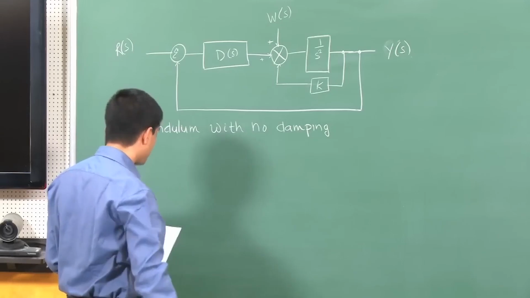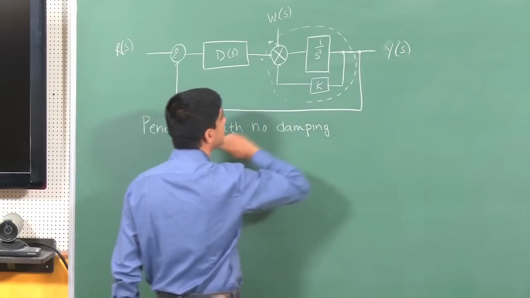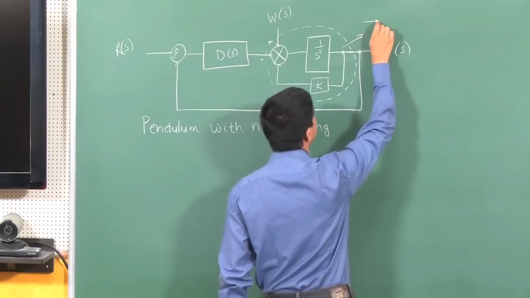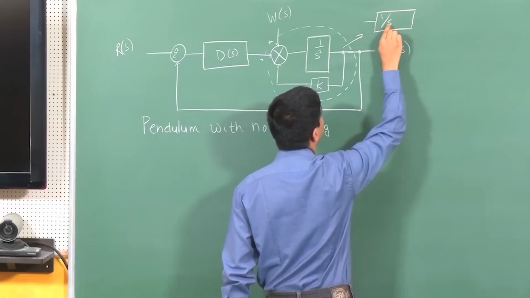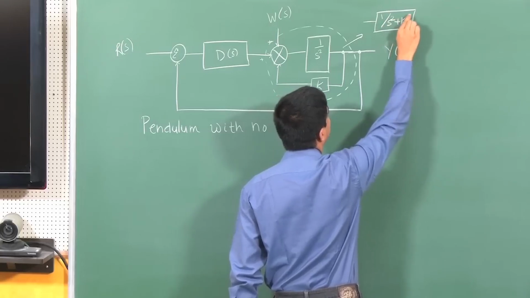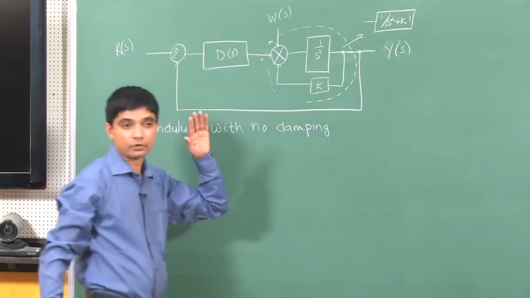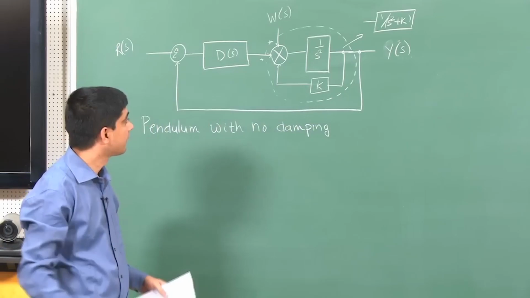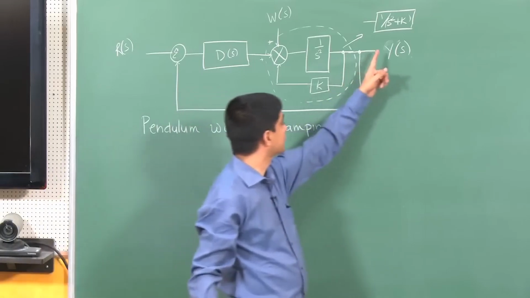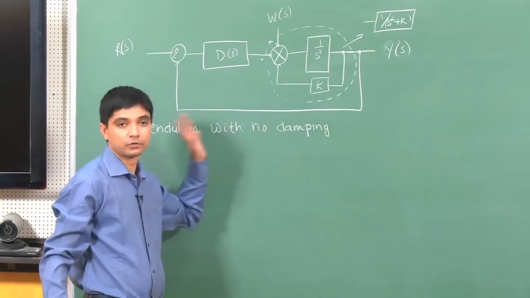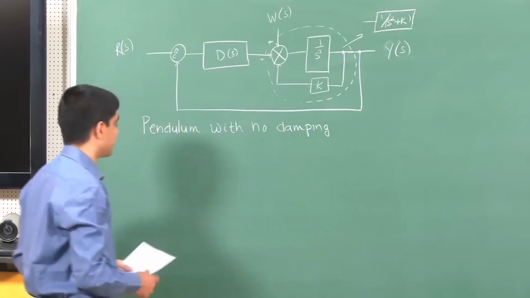So this little block here, if I do the block reduction, this block would just be a series block of the form 1 over s square plus k, right? And this has imaginary roots, plus minus square root of k with a j, right? And that response is oscillatory, okay? And the response is always oscillatory, and therefore I call it a system with no damping. And these are the dynamics of a simple pendulum that we did in one of our very first lectures.